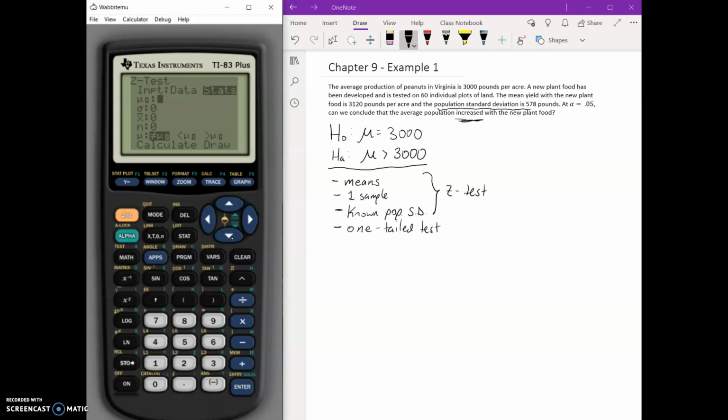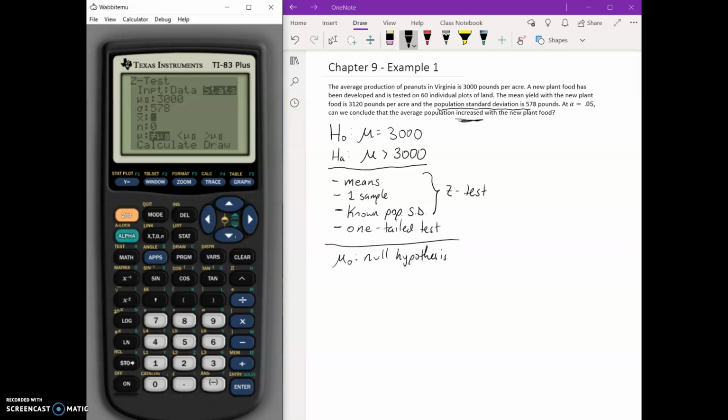the calculator. So our mu sub 0, so to help us understand what we're doing, this is going to be what the null hypothesis is. So this mu sub 0 is the number with the null hypothesis. This is going to be 3,000. Our sigma, that should be familiar, that's our population standard deviation, that is 578.